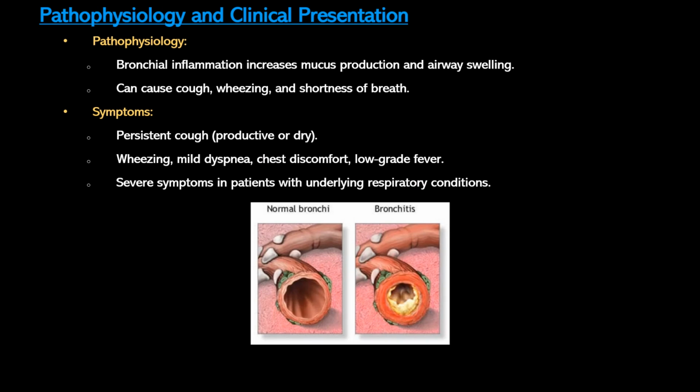The pathophysiology of acute bronchitis involves inflammation of the bronchi, leading to increased mucus production, bronchial wall swelling, and sometimes bronchospasm. Now, these changes result in symptoms like cough, which can be productive, wheezing, and mild shortness of breath. Patients typically present with a persistent cough lasting several days to weeks, along with chest discomfort and sometimes a low-grade fever. In patients with underlying respiratory conditions, symptoms may be more severe and they may require close monitoring and intervention.